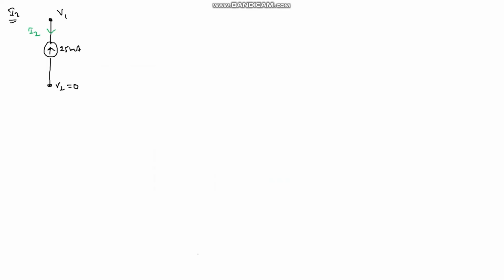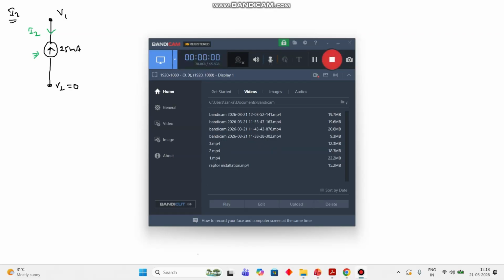I2 means the current passing between those 2 points V1 and V2, where the potential difference between the 2 points is V1 minus V2. Here current passes between these two, but the element between these 2 points is itself a current source, 25 milliamps.